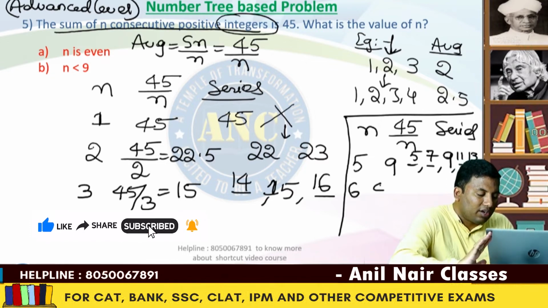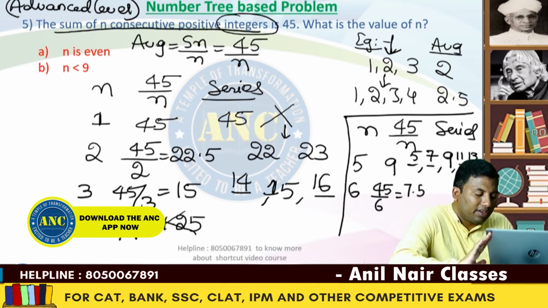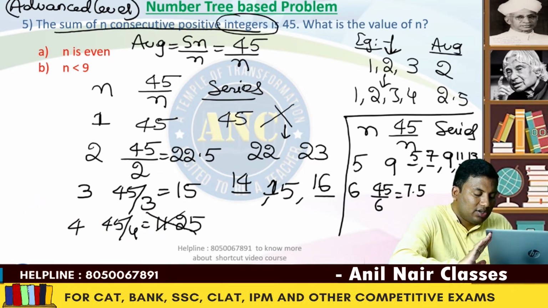6. 45 by 6 is 7.5. 7.5 means 7 and 8. 2 terms before, 2 terms after. I hope. No, 1 minute, sir. I took 9 right here. These 8, 7, 10, 11. I hope the idea is clear.